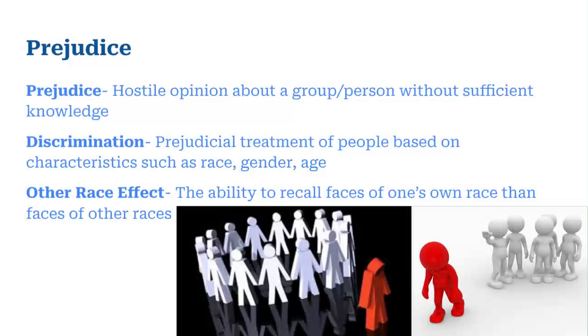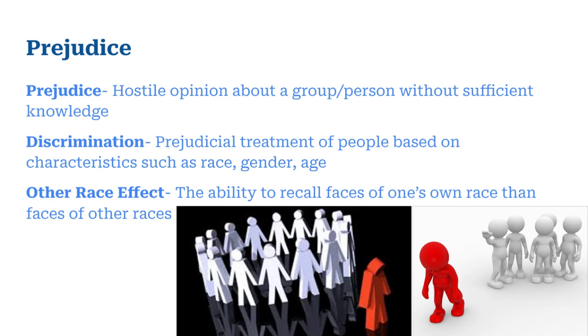Prejudice is a hostile opinion about a group or person without sufficient knowledge. This could be like racism or just genuinely not liking a certain group of people. Discrimination is prejudicial treatment of people based on characteristics such as race, gender, and age.